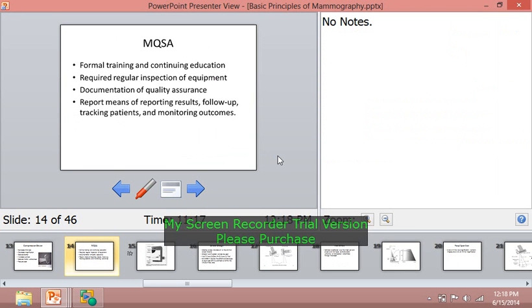So what is the Mammography Quality Standards Act? What does it do? It formulates formal training and continuing education, regulates inspection of equipment and documentation of quality assurance. That means how we can control good mammographic film quality, and reporting means the reporting of results of follow-up, tracking patients and monitoring outcomes.